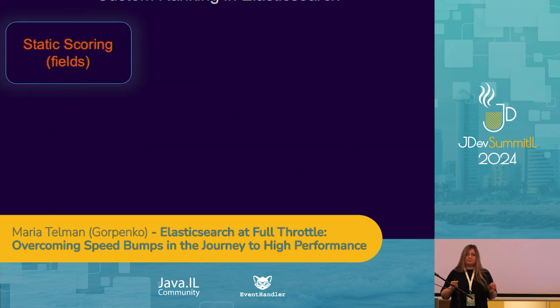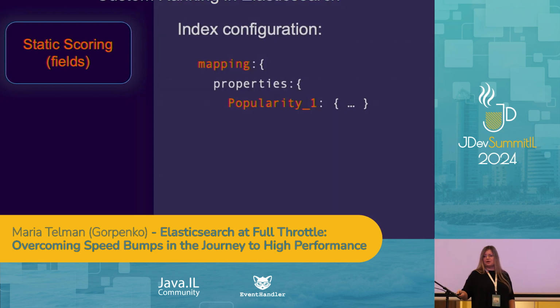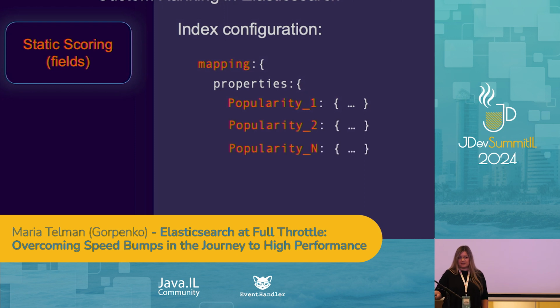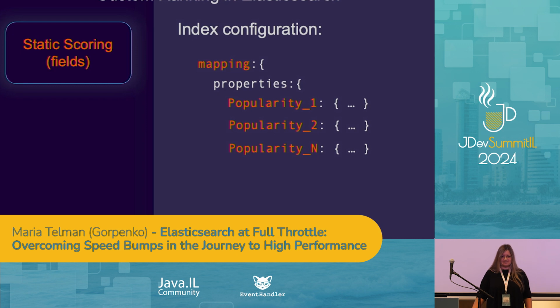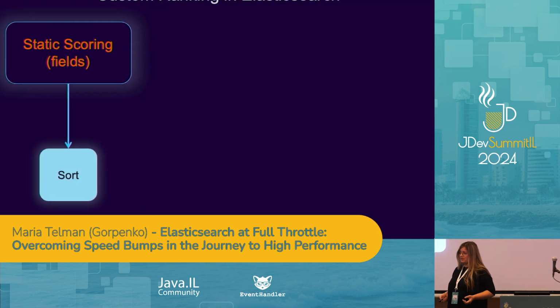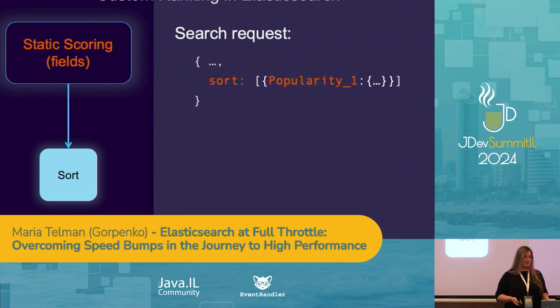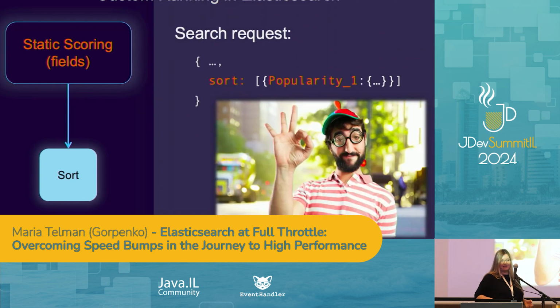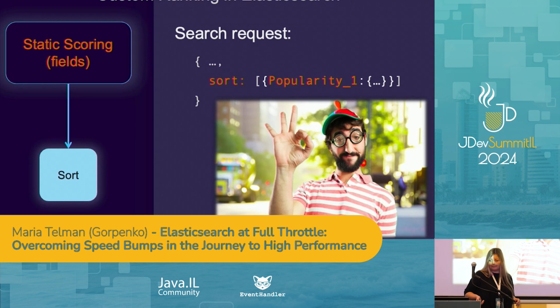Now we pre-calculate the scoring and store it as a field in Elasticsearch, or actually different fields to cover different approaches to popularity. And now the big question is how to rank documents in Elasticsearch by a specific field. There are several options, and we've tried out three of them. The first and the most obvious is to sort documents by this field. Simple and very efficient. We kept using it for quite a while.